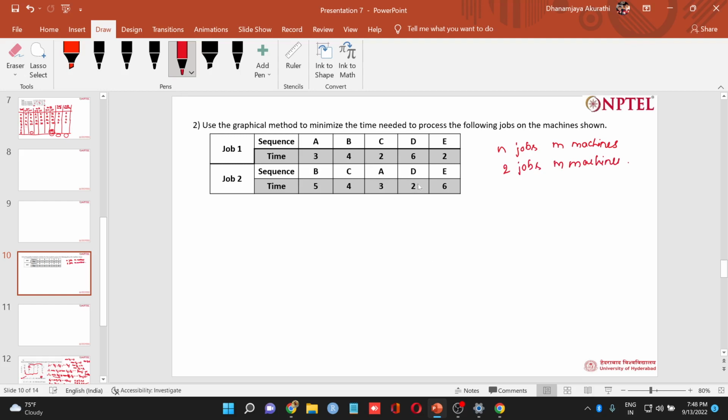This type of problem can be solved by using the graphical method, which is easier. This graphical method we can call a Gantt chart or Gantt diagram. The type of solving graphical situation we can call a Gantt chart. So how we can solve it, I will show you.